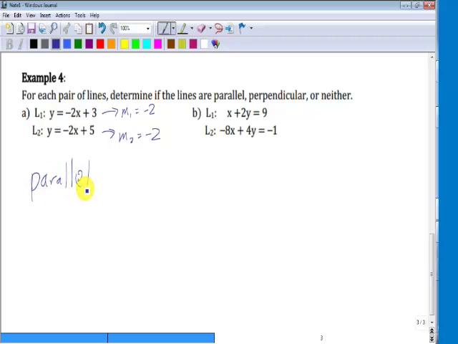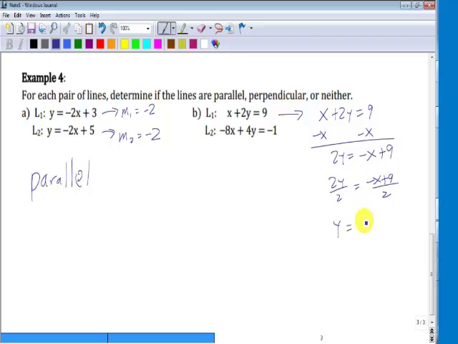Just like that. Now, a lot more work has to be done with the B part because we've got to figure out what their slopes are. My suggestion would be solve them both for y. Put them in slope-intercept form, and then we'll be able to tell. So if we solve the top one for y, I'm just going to copy and paste it over here, and then subtract x from both sides. 2y equals -x plus 9. Divide both sides by 2.